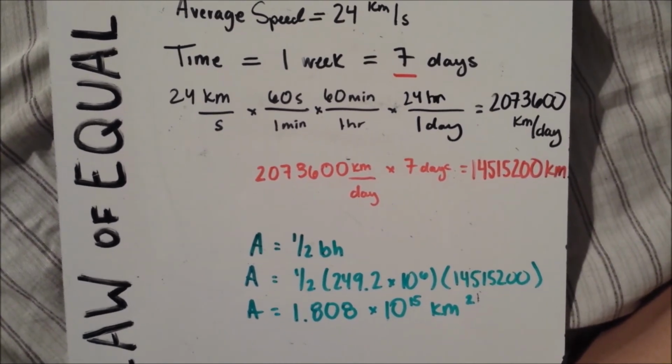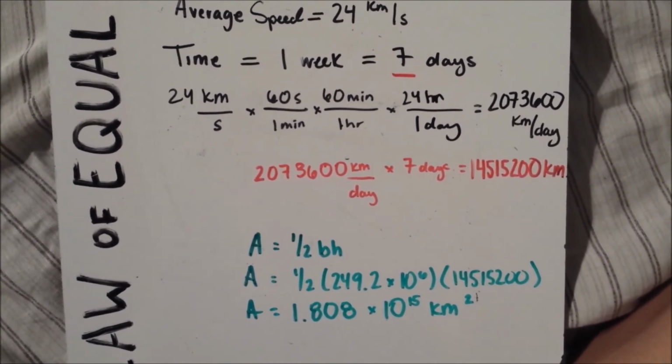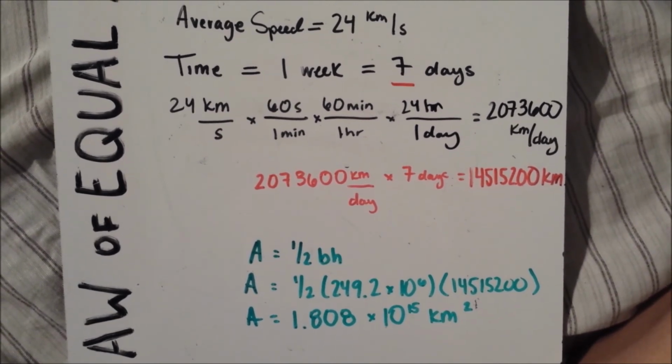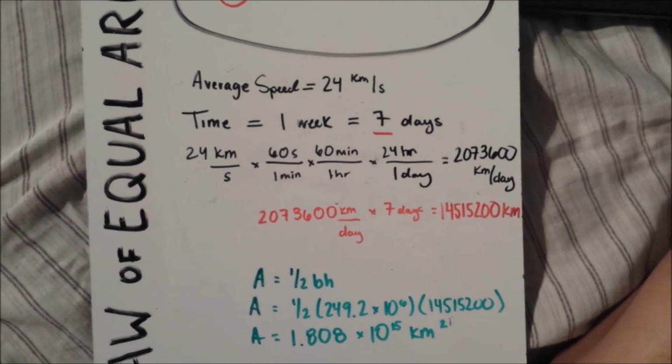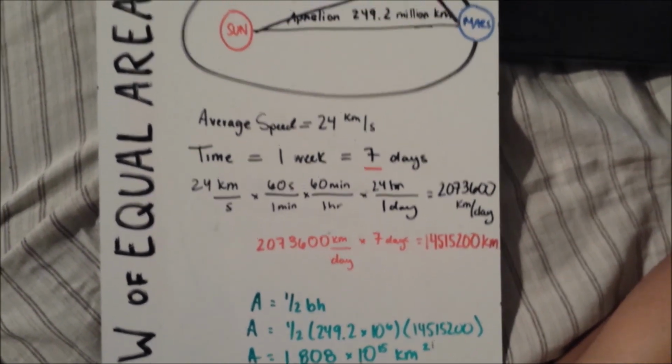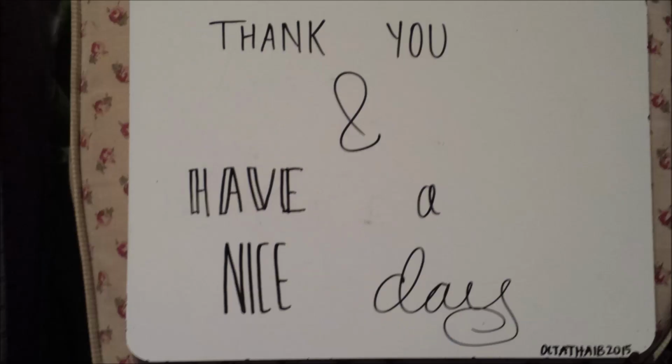Now to find the area, you plug in the aphelion distance for the base and the height you just found. The area you should get after multiplying by the base, the height, and multiplying by 0.5, you should get 1.808 times 10 to the 15 kilometers squared.